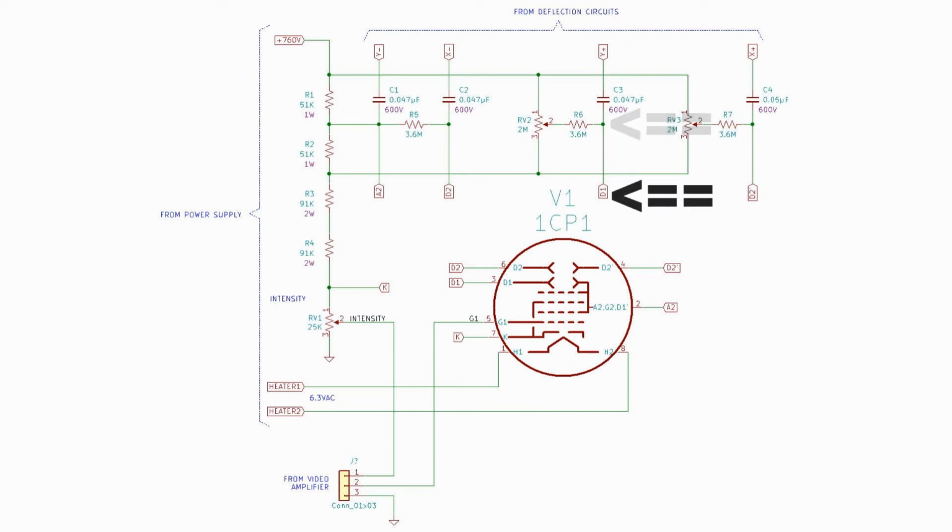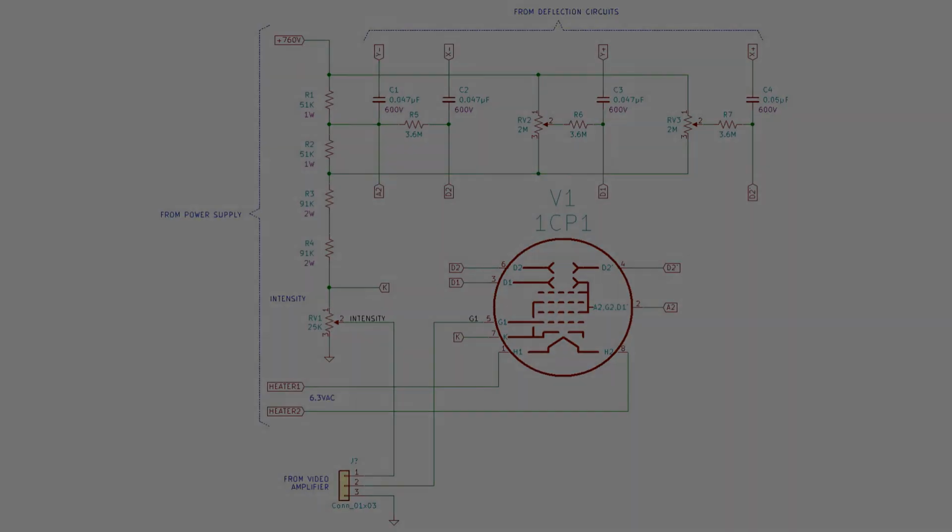driving deflection plate 1, and the DC control voltage at RV3 through the 3.6 meg resistor and summed with the signal through C4 going to D2 prime. This is how the AC components of the deflection and the DC components of the deflection are added together to drive the tube at the correct DC and AC voltages.